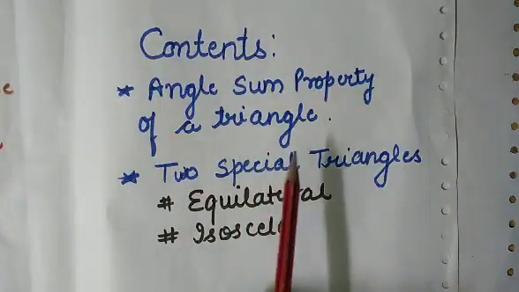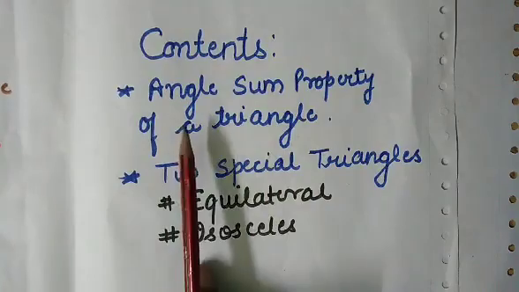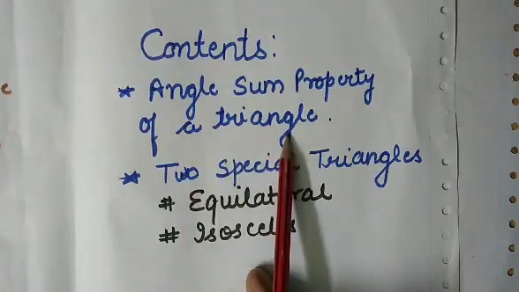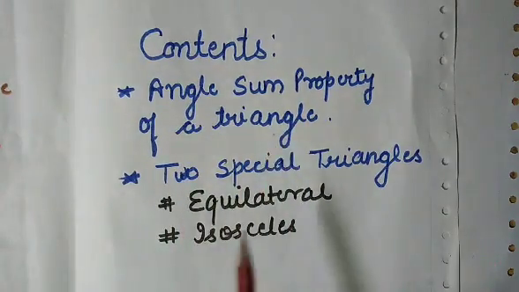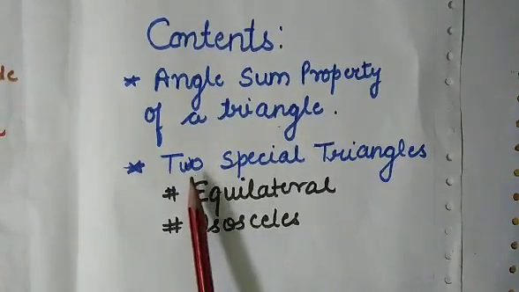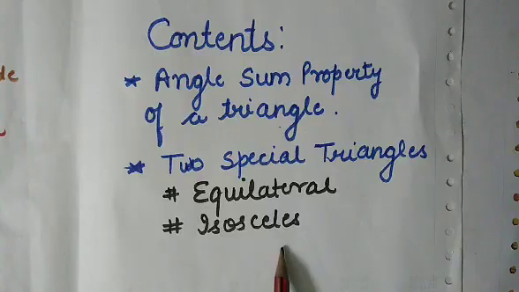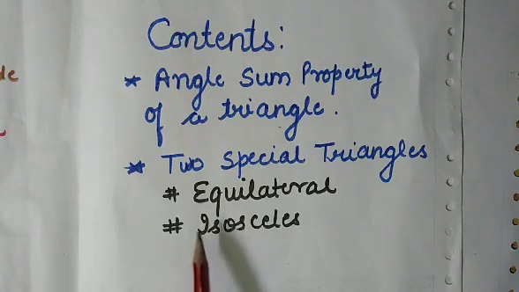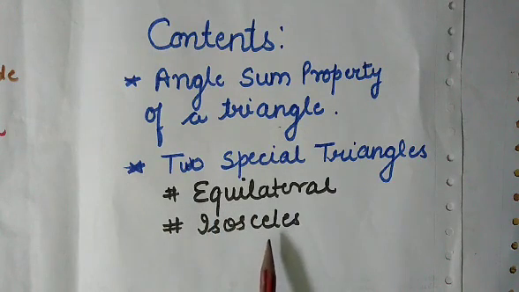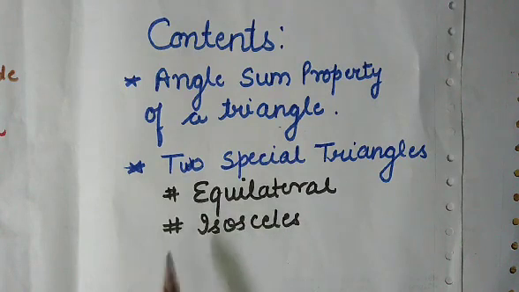angle sum property of a triangle. This is an important property, angle sum property of a triangle. We will learn about this. After that, we will learn about two special triangles that are equilateral triangle and isosceles triangle. Okay, we are going to learn the properties that an equilateral triangle and isosceles triangle have. So we are going to discuss these two topics in this lecture. So let us start with first topic, that is angle sum property of a triangle.